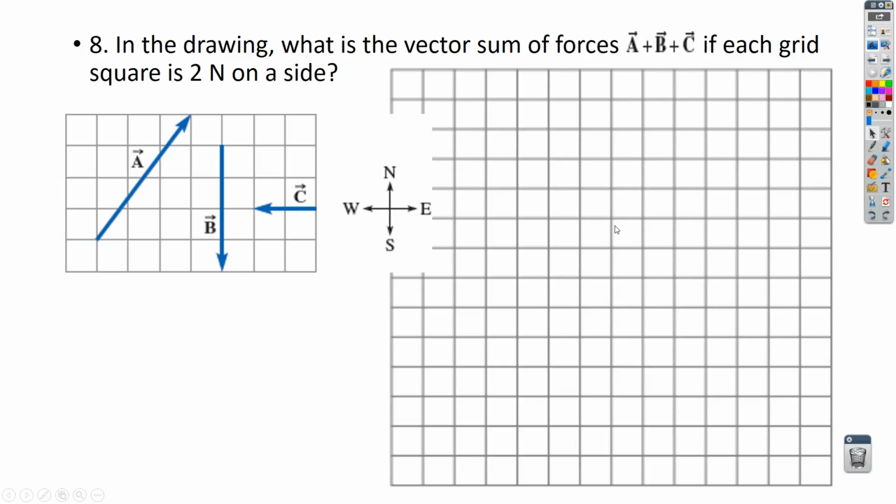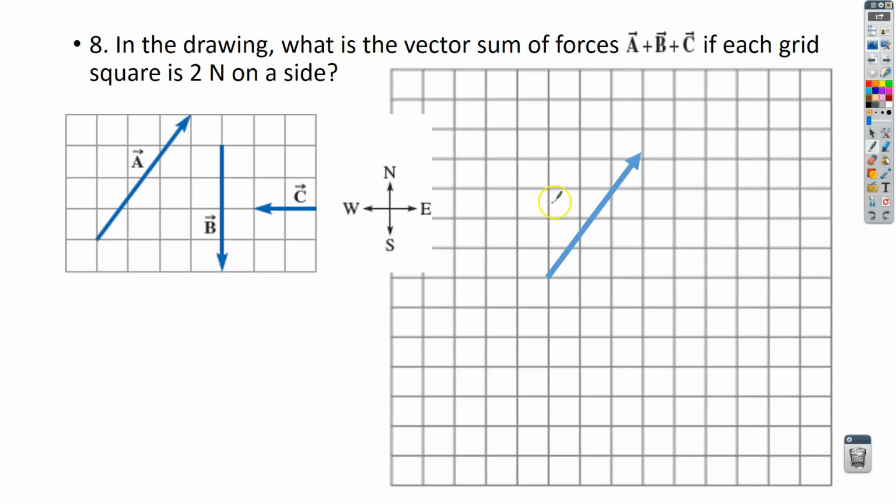These deal with vectors. In the drawing, what is the vector sum of forces A plus B plus C if each grid square is 2 newtons on a side? So we can go back to what we did in class, and we're going to use the, not parallelogram, but the polygon method to solve this one. So we'll start by drawing the A vector.